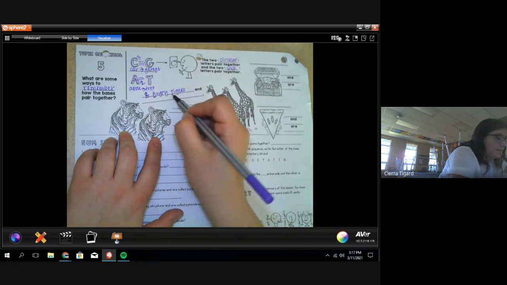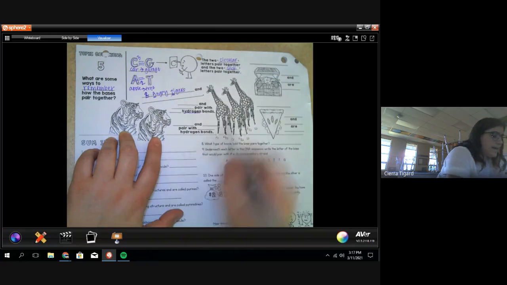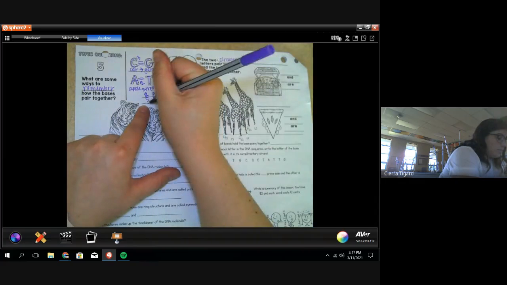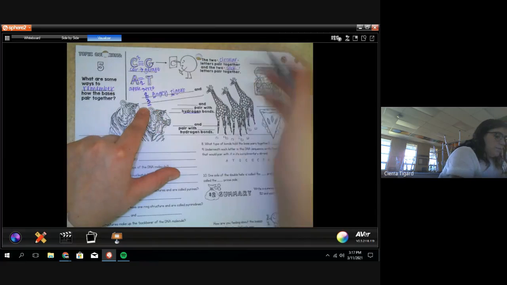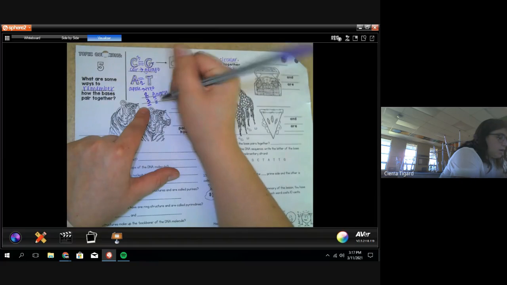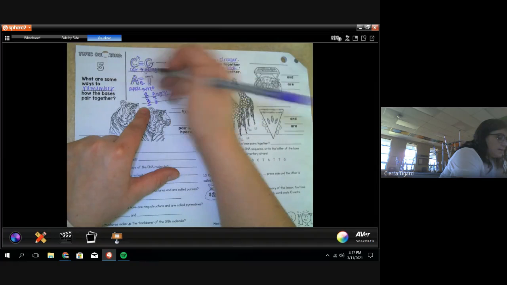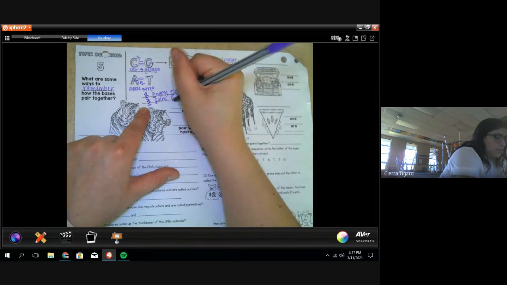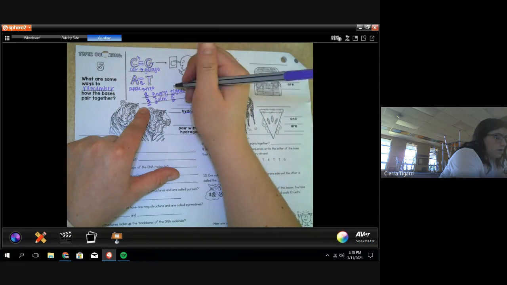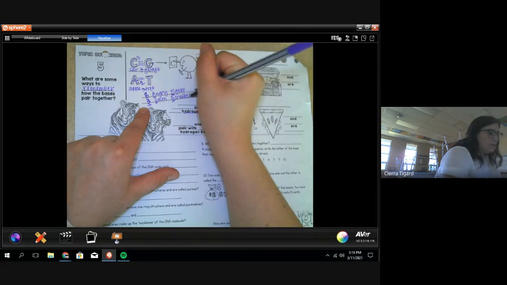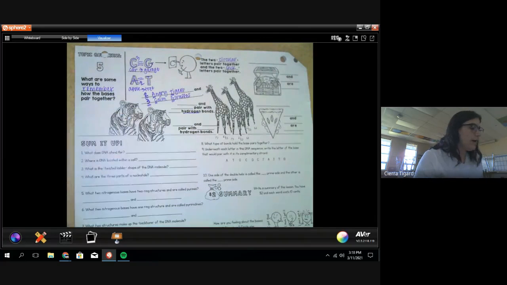So A and T, 2 angry tigers, and 3, which is our 3 hydrogen bonds, calm, which is our C for our cytosine, giraffes, which is our G for our guanine. So 2 angry tigers and 3 calm giraffes.